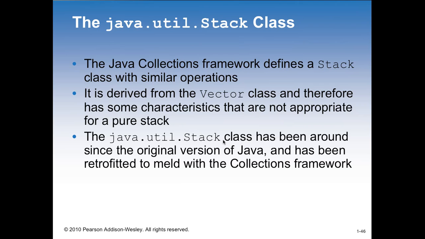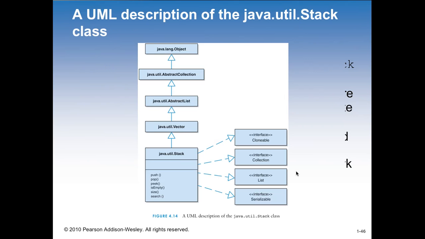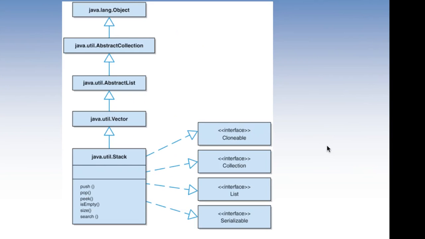So the class has been around since the original version of Java, and it has been retrofitted to meld with the collections framework. And the collections framework has more than just stacks in it, as we've seen. So if we take a look at a UML description of this util stack class, we can kind of see that. Maybe I can make this a little bigger. There we go. So what we're primarily interested in are the operations for clonable, collection, list, serializable.